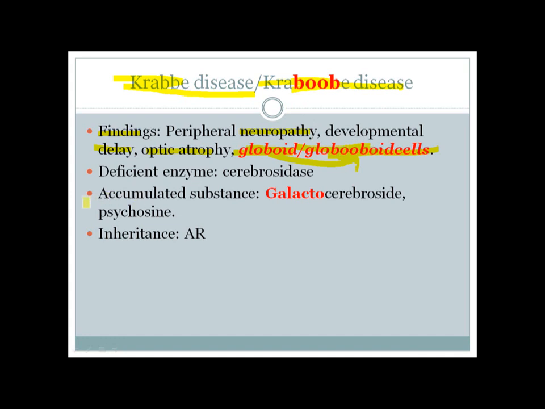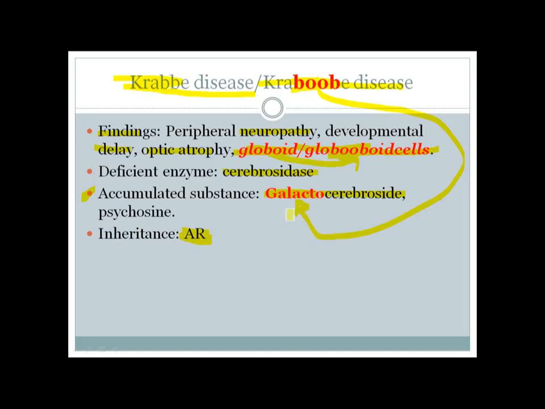The accumulated substance in Kraboob disease is galactocerebroside. So you see there is a resemblance. Boobs secrete galacto, boobs means milk, milk means galacto. So in Kraboob disease, you will have an accumulation of galactocerebroside, and the deficient enzyme is galactocerebrosidase. And the inheritance pattern, like most of the diseases, is autosomal recessive.